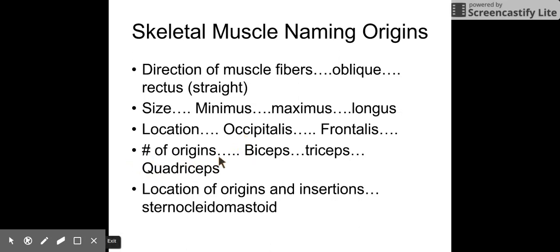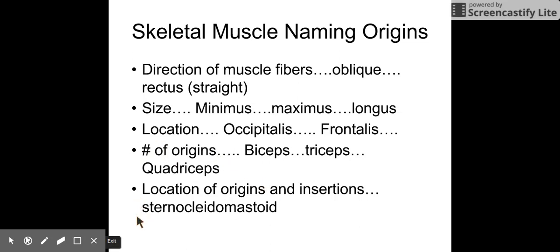The number of origins. These are really interesting because we use the suffix seps, and seps means heads. So a biceps means it has 2 heads. A triceps is a 3-headed muscle. Quadriceps is a 4-headed muscle. So that is why the number of origins is really important to remember.